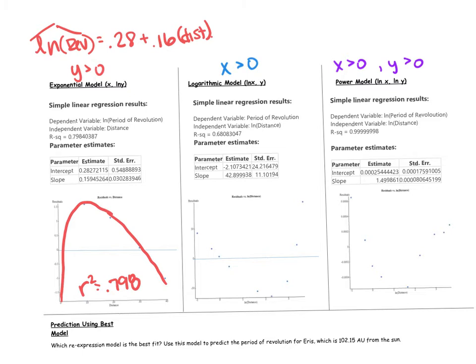So let's go to the next model and write the equation again. This time it tells us my dependent variable is revolutions, and the independent variable is natural log distance. So I've done the natural log on the x's. When I write this, I'll write it like this. Revolution hat is equal to negative 2.11 plus 42.9 times the natural log of the distance.